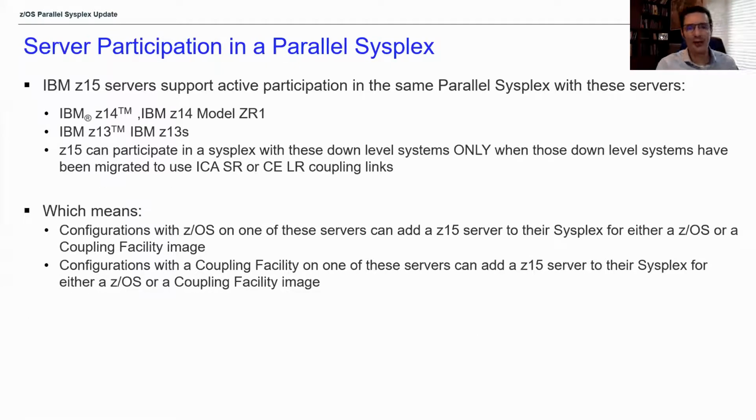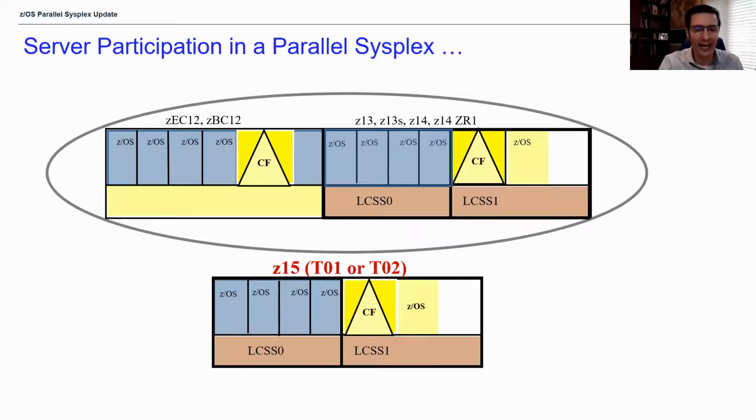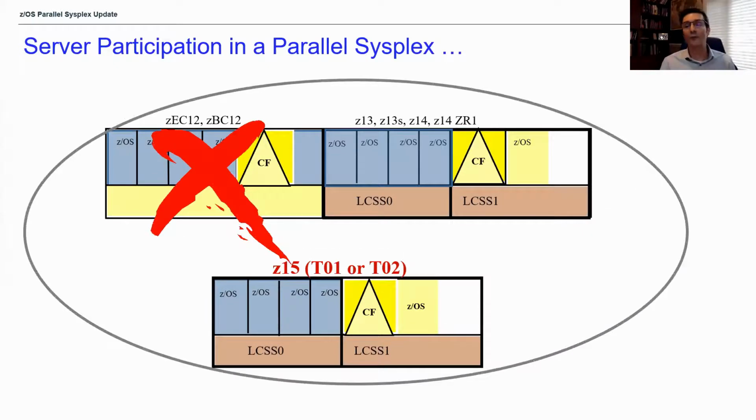In terms of participation in Sysplex, it's business as usual. When you get a Z15, we only support N-2 levels of hardware in the same parallel Sysplex. This picture is worth 1,000 words. Right now I have an EC12 along with my Z13s and Z14s, and I purchased a Z15, either a T01 or a T02. I'm going to have to remove the EC12 from that Sysplex. If I want to bring that Z15 into the Sysplex, I cannot have N-3 layers of hardware; that's just not supported.